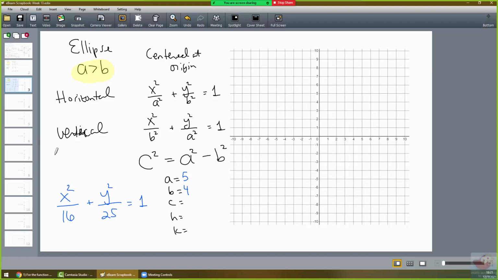So off to the side, c squared would equal a squared, which was 25, minus b squared, which is 16. 25 minus 16 is 9. Now, technically, we're about to take a square root of an equation, but c is a distance, so we don't include the negative, we just include the positive. So we would say c is 3. And notice we're not subtracting anything from the x, not subtracting anything from the y, so our h and k are both 0.